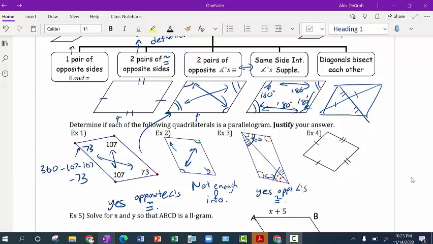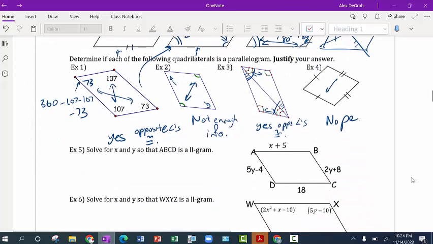So, all right, example 4. Looks like it would be version 2. Two pairs of opposite sides are congruent, but they're not opposite. These two aren't the same, so this would be a no. We do not have enough information to show that those are parallelograms.